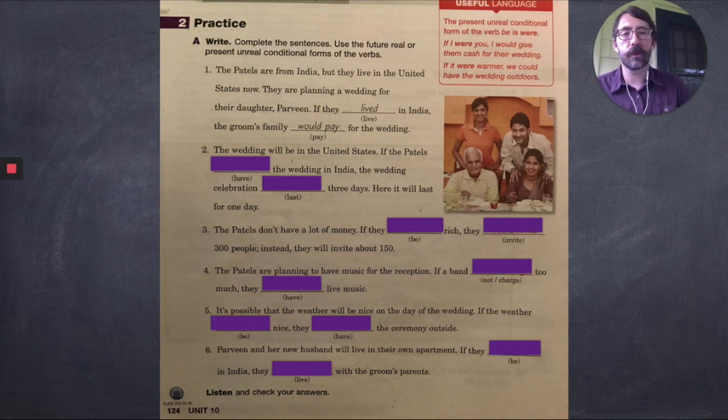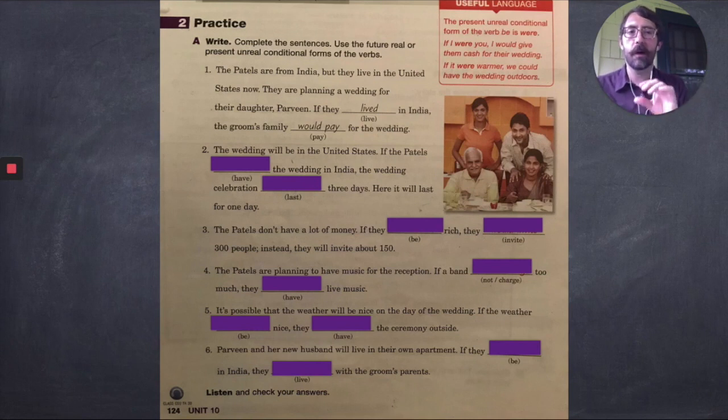So they give us verbs under the line that we have to decide: is this a future real or a present unreal? All right, so let's look at the sentence together. Where do the Patels live now? They live in the United States, right? So the question asks what changes if they did not live in the United States but in India, right? But they don't live in India, so this is not a real possibility. So we're going to use the present unreal.